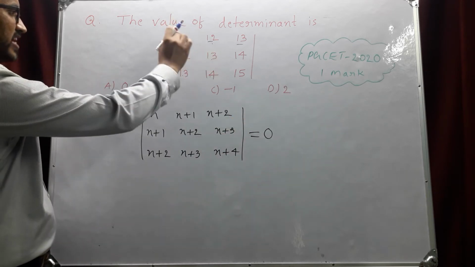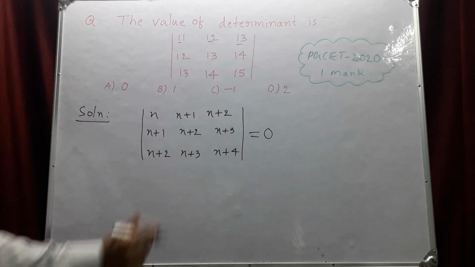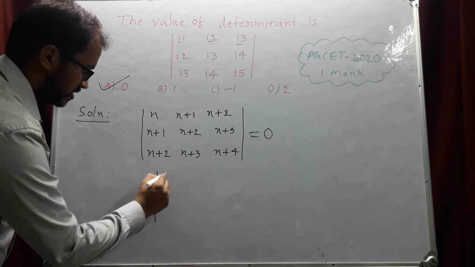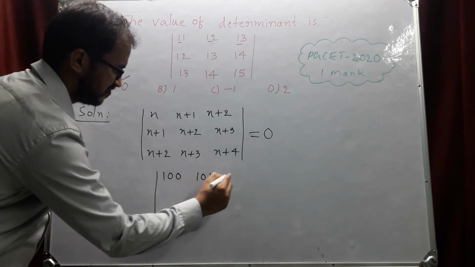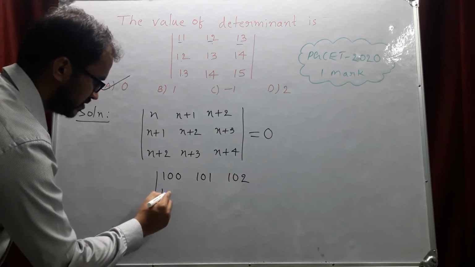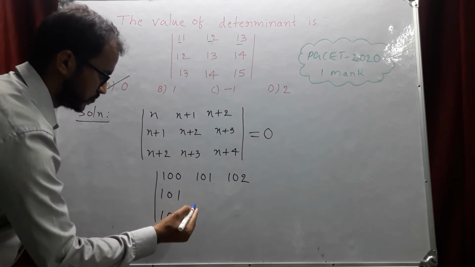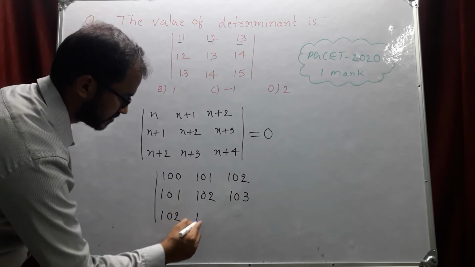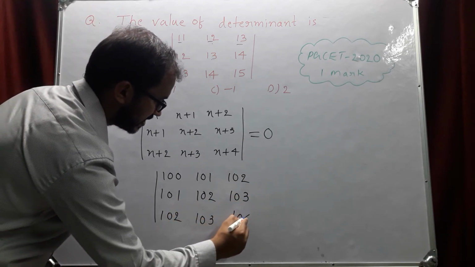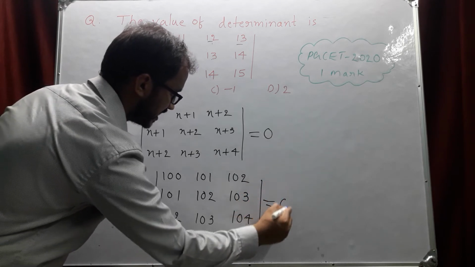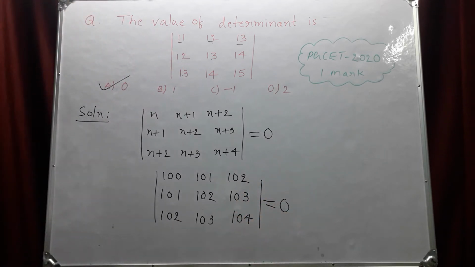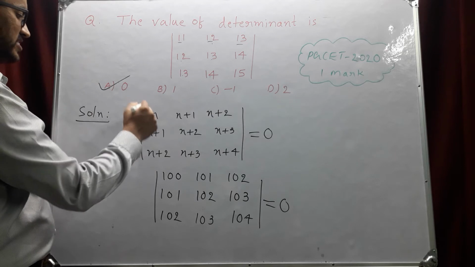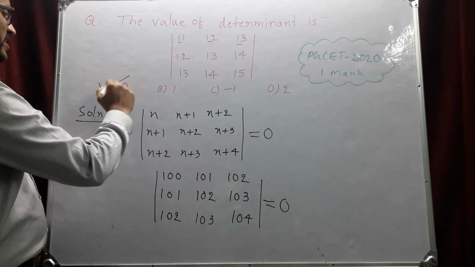So no need to expand this determinant. So directly we can take the value as 0. Suppose consider the determinant of 100, 101, 102, 101, 102, 102, 103, 103, 104. So I can write the value of this determinant as directly 0. Okay. So remember this one. If the given determinant is of this standard form, we can write its value as 0.